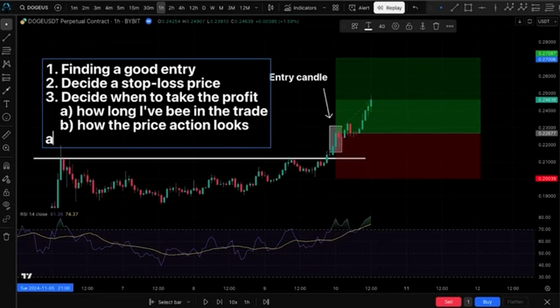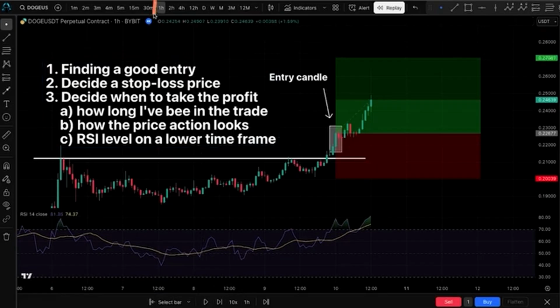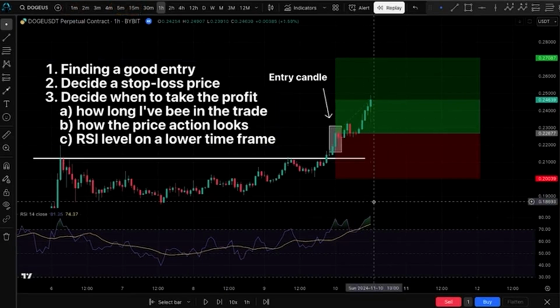And the third thing that I look at when I decide when to exit the trade is the RSI level on a lower time frame. So for example, if I took the entry based on the 1 hour time frame, I would go down to the 15-minute, 5-minute, or even the 1-minute time frame and look at the RSI level on the lower time frame.